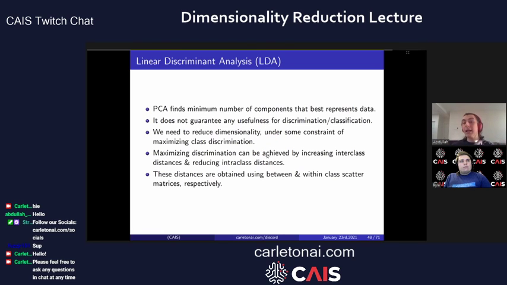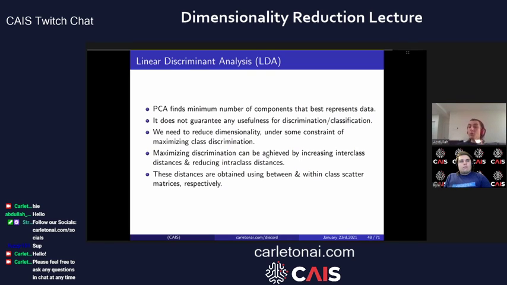So this is the main motivation for the second method we will talk about, which is called linear discriminant analysis. PCA finds the minimum number of components that best represents the data, but it does not guarantee at all that this new transformed data is going to be useful for our classification task.